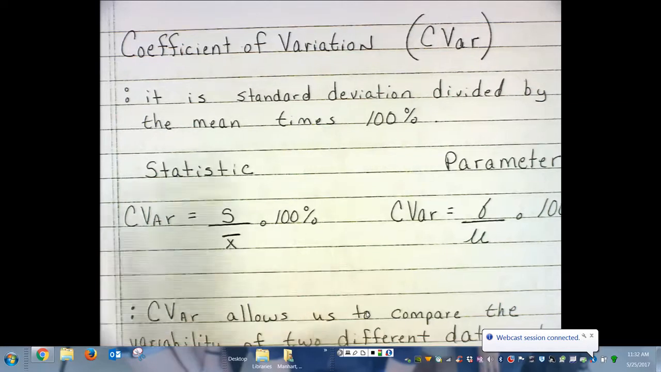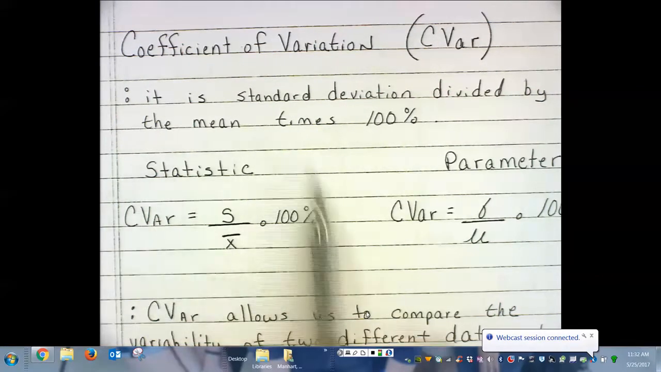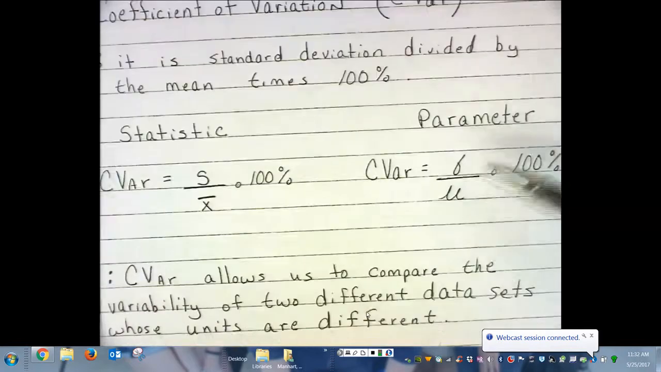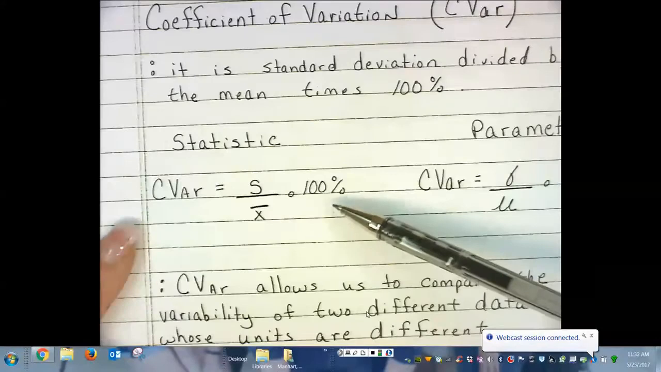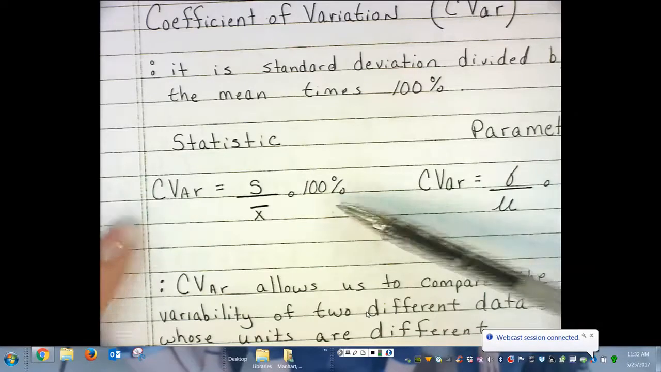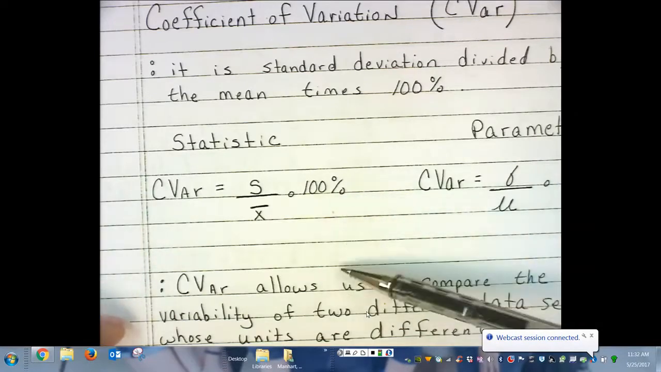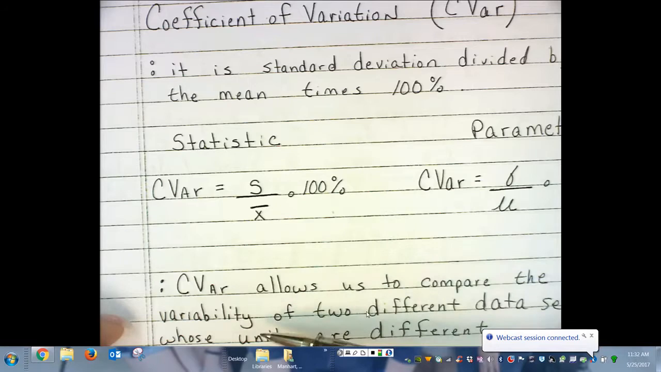I'm going to deal primarily with a sample, since in this chapter, assume you're working with a sample unless you're told otherwise. If you are indeed dealing with a population, it would be population standard deviation sigma over population mean mu times 100%. Let's go back to the sample coefficient of variation formula. Again, coefficient of variation allows us to compare the variability of two different data sets whose units are different.